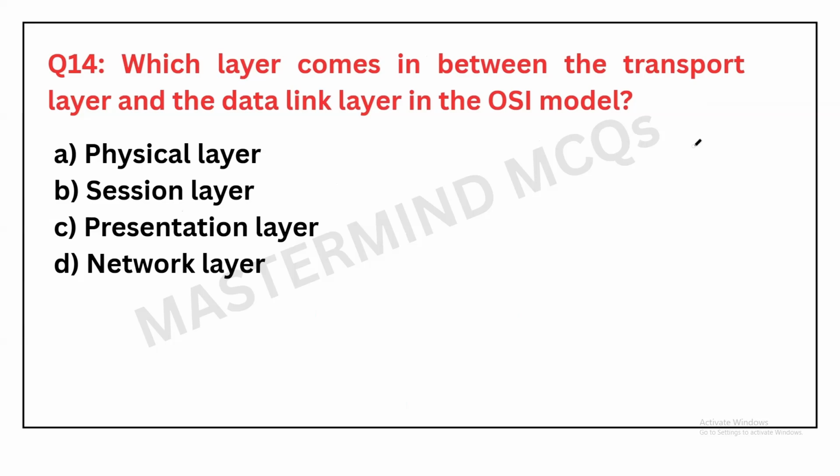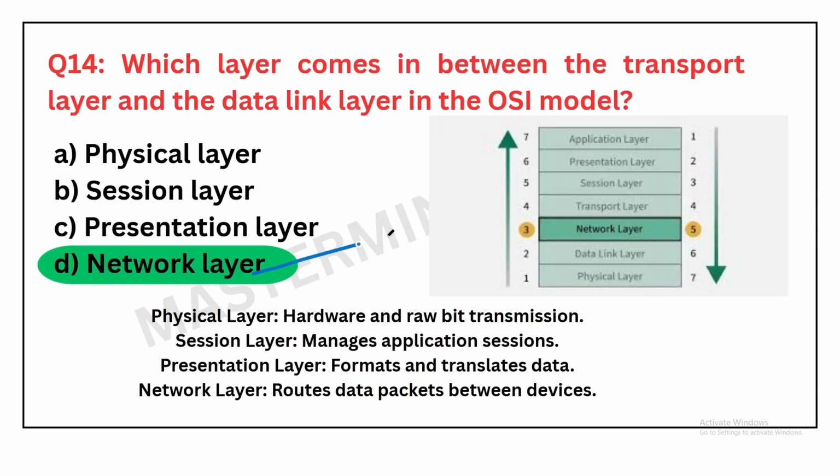Question number 14. Which layer comes in between the transport layer and data link layer in the OSI model? Option A, physical layer. Option B, session layer. Option C, presentation layer. Option D, network layer. The right answer is option D, network layer.